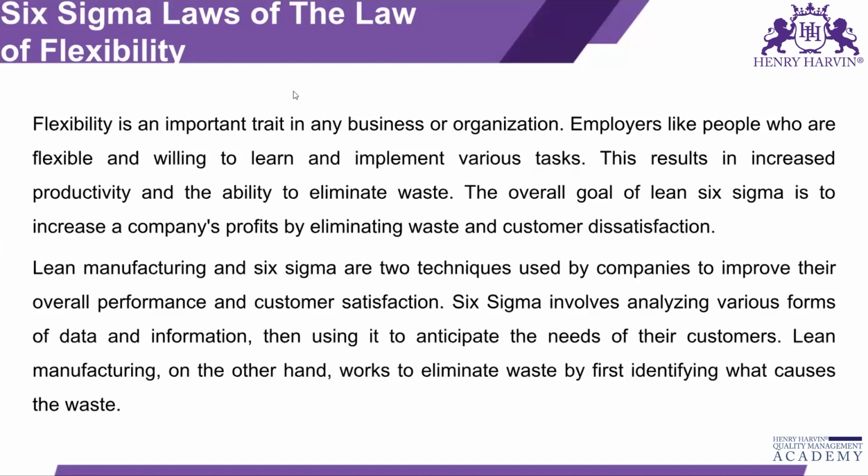Flexibility is an important trait in any business or organization. Employers like people who are flexible and willing to learn and implement various tasks. This results in increased productivity and the ability to eliminate waste. The overall goal of Lean Six Sigma is to increase a company's profits by eliminating waste and customer dissatisfaction. Lean manufacturing and Six Sigma are two techniques used by companies to improve their overall performance and customer satisfaction. Six Sigma involves analyzing various forms of data and information, then using it to anticipate the needs of their customers. Lean manufacturing, on the other hand, works to eliminate waste by first identifying what causes the waste.